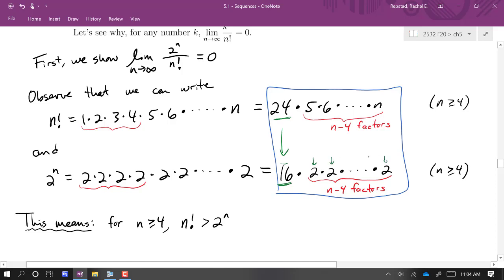and it remains bigger because, look, for 2 to the n, I'm just always adding a factor of 2 each time. For n factorial, I'm adding factors that get bigger and bigger and bigger. So starting at n equals 4, n factorial is not only bigger, but as you increase n, it's bigger by more and more. You're adding bigger factors.